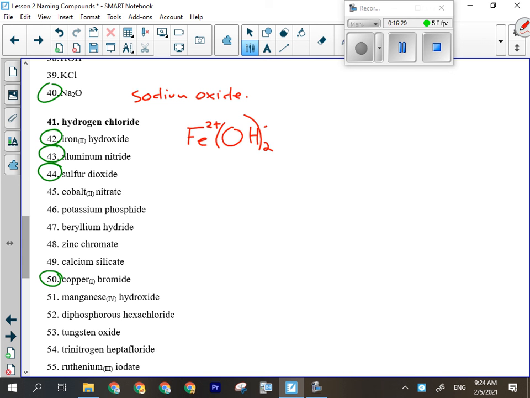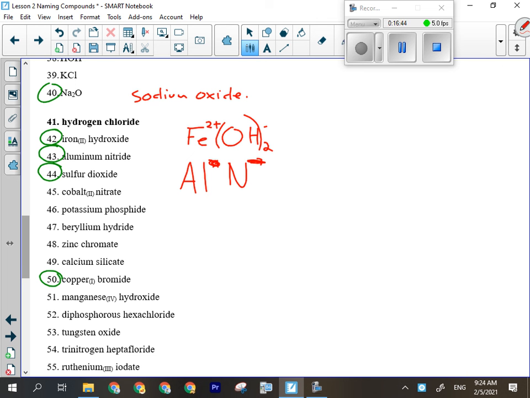Number 43, we got aluminum nitride. Aluminum is a metal, so we write it with its charge. Nitride is a non-metal with its charge. They're 3 and 3. AlN. They already balance each other out.